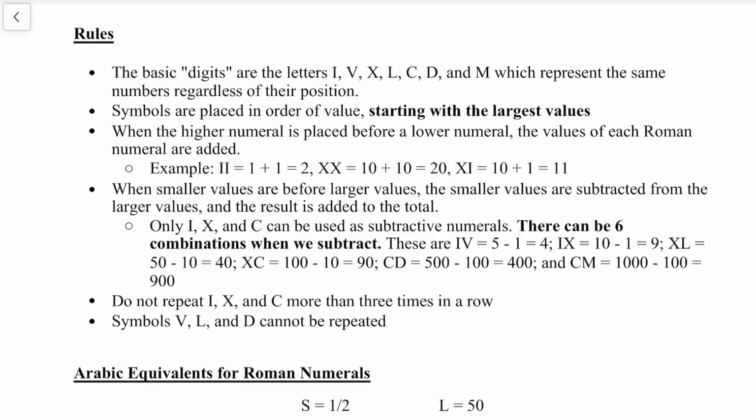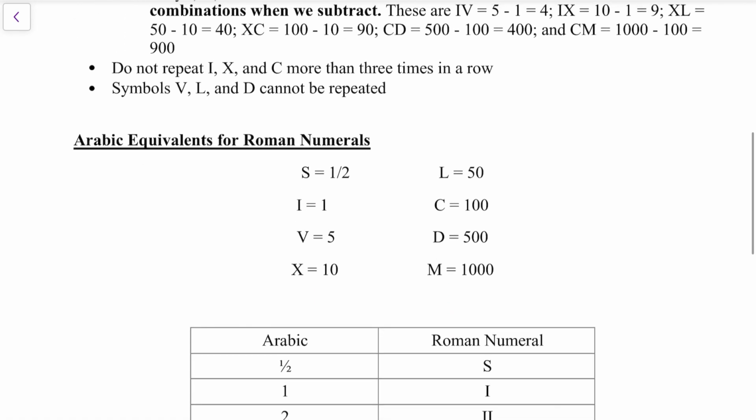So only I, X, and C can be used in this subtractive way, and you can only use one letter in front to be subtracted. I, X, and C you can't put more than 3 times in a row, and V, L, and D you can't repeat at all. Okay, so in a general statement, you don't have a letter more than 3 times in a row. So I know that sounds really confusing, but I promise once you jump into it, it's not as bad as it seems.